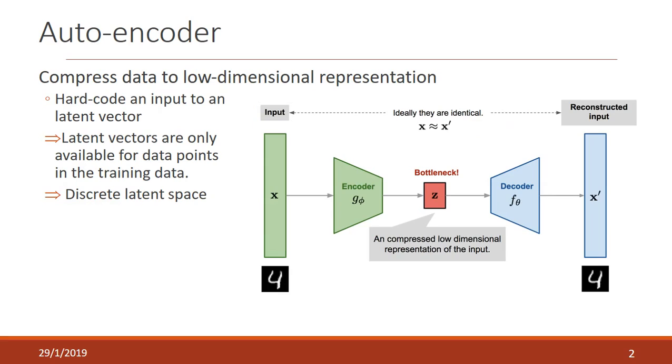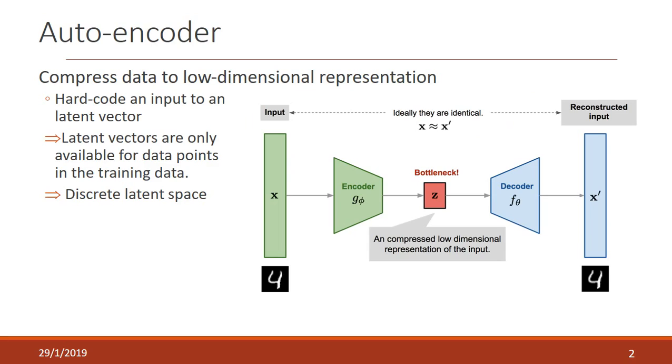We all know about the auto-encoder. A low-dimensional representation is learned by an encoder. Such a representation is called a latent vector. A decoder then learns to reconstruct the input from the latent vector. We often use neural networks as the encoder and decoder.